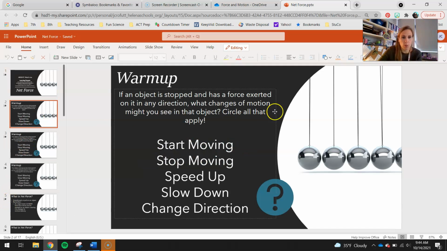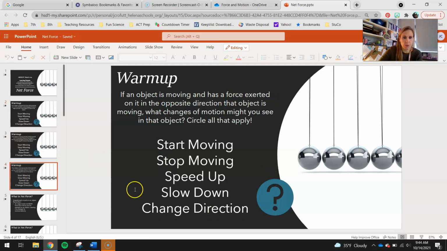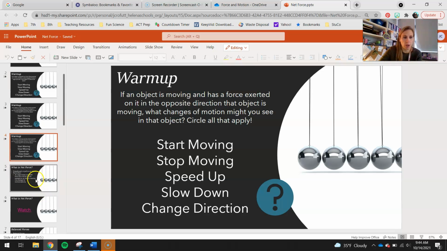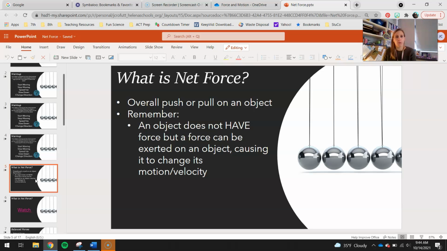So first out, you have your warm-up to complete on slides 2, 3, and 4, so make sure you use your draw tool to circle which change of movement you would see if a force is applied to an object. But let's focus in on what net force is today.